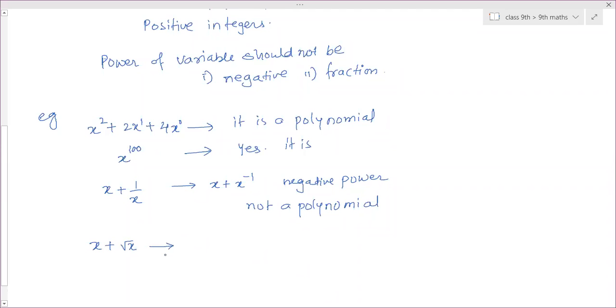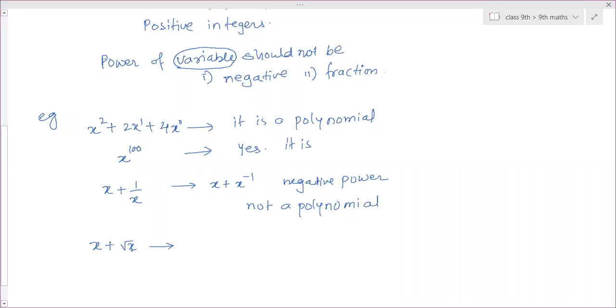Ma'am, you told us that the power of the variable should not be a fraction. So if they give x plus 64 to the power 1 by 2? That doesn't matter. We are considering the variable, not the number. So square root of x or cube root of x is not a polynomial.